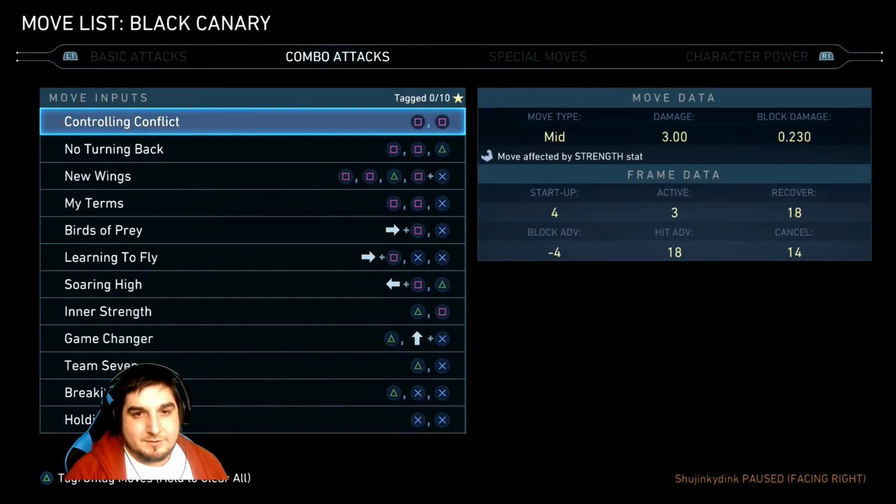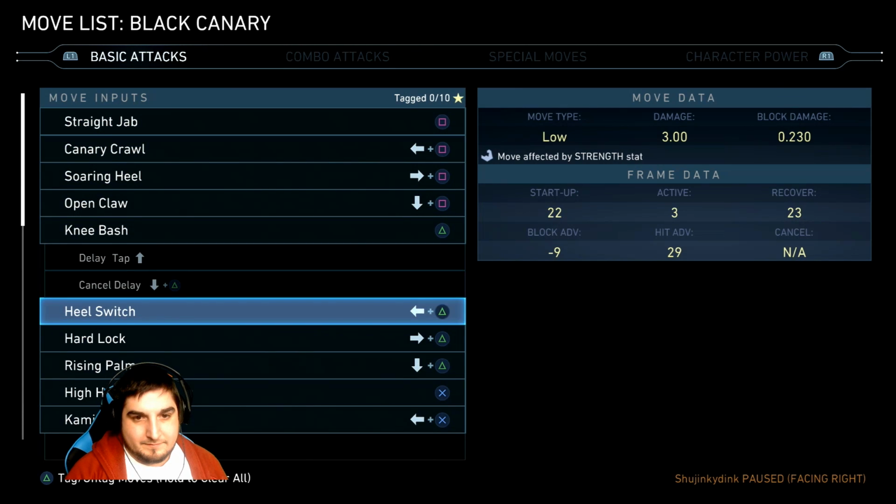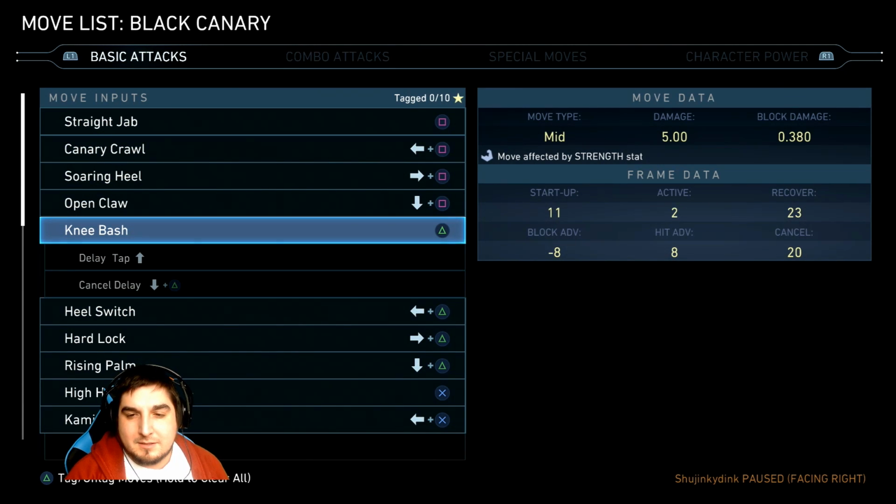Now if we look to her standing 2, where is it? There it is. And we just do 2-3. We're not doing any cancels or delays or anything like that. So we have a cancel of 20 frames and a block advantage of -8. So in the way that I've always calculated it, we should have 12 frames of cancel advantage.